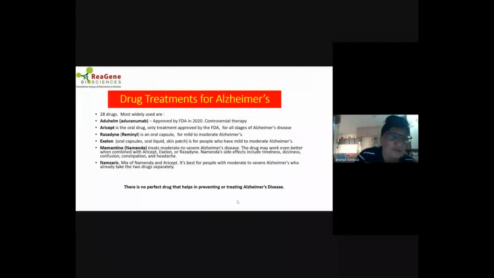The other drugs that are being used routinely are Aricept, Razadyne, Exelon, and Memantine, and they're also combined with each other to improve the memory loss. But again, there's no perfect drug that helps in improving or preventing memory loss in Alzheimer's disease. Next one, please.